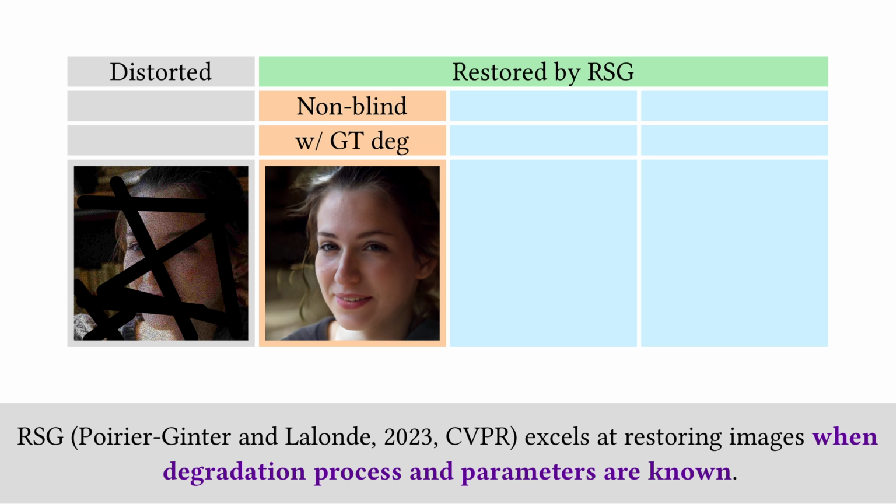Our model can be plugged into inversion-based image restoration pipelines. It works with any underlying generative model for any image contents. We use robust style-gain inversion as an example. It excels at restoring images when the degradation process is known, but the ground truth degradation parameters are not.